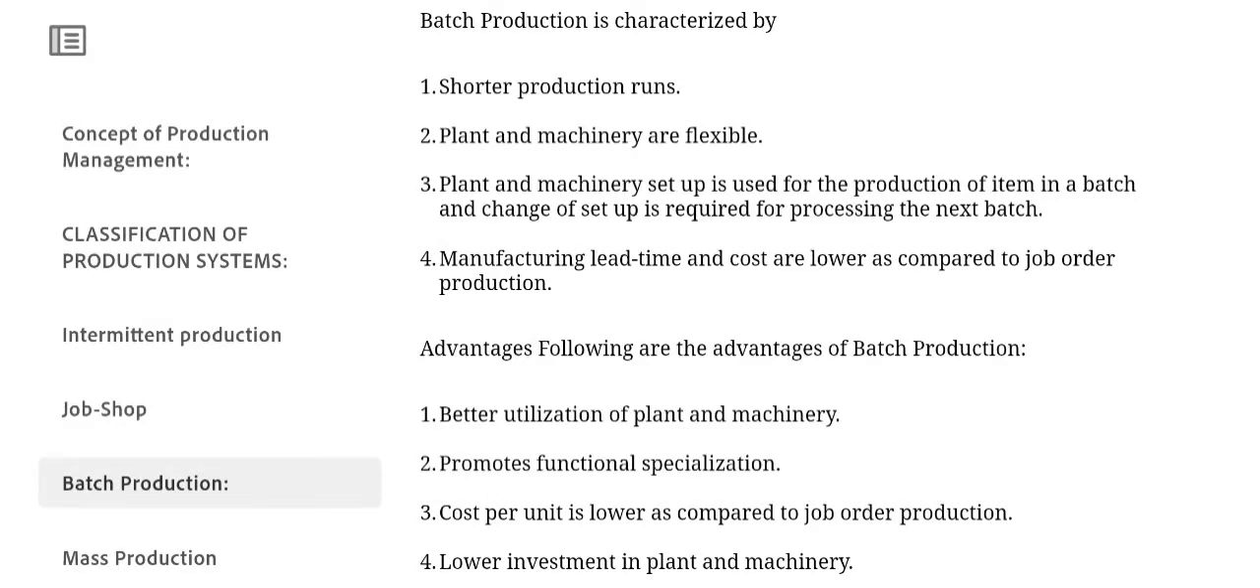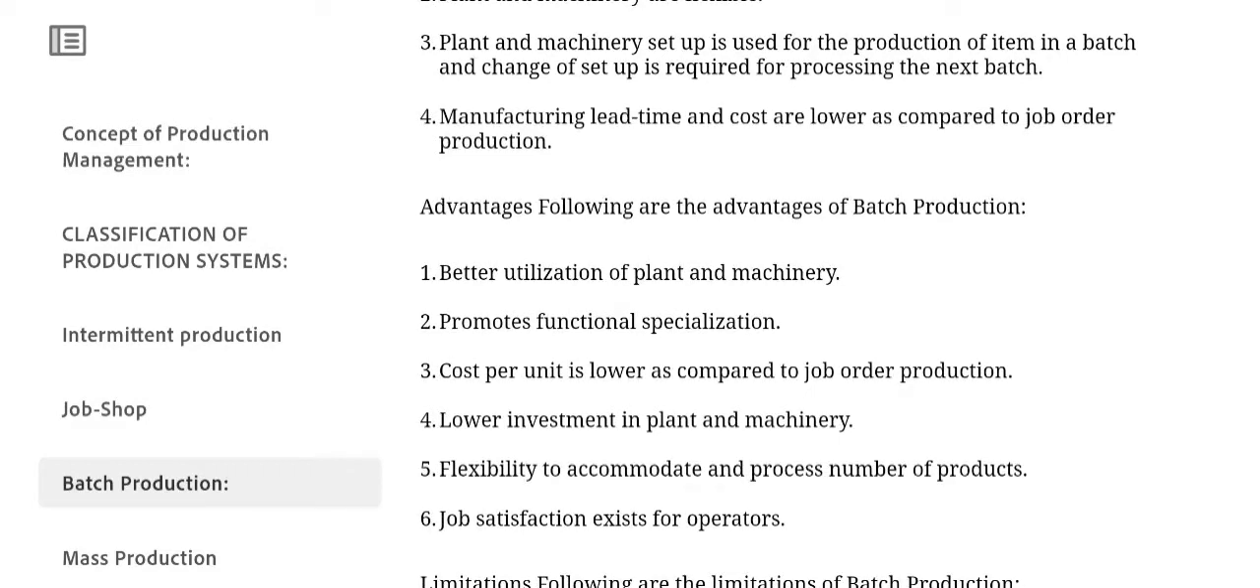After that, let's see the advantages of batch production. First one is what? Better utilization of plant and machinery, because there is a high volume of production going on there. That's why we get better utilization of plant and machinery. After that, it promotes functional specialization. Means what? In batch production, you have specific functions which you need to understand, and this really promotes increasing your knowledge. After that, cost per unit is lower as compared to job order production.